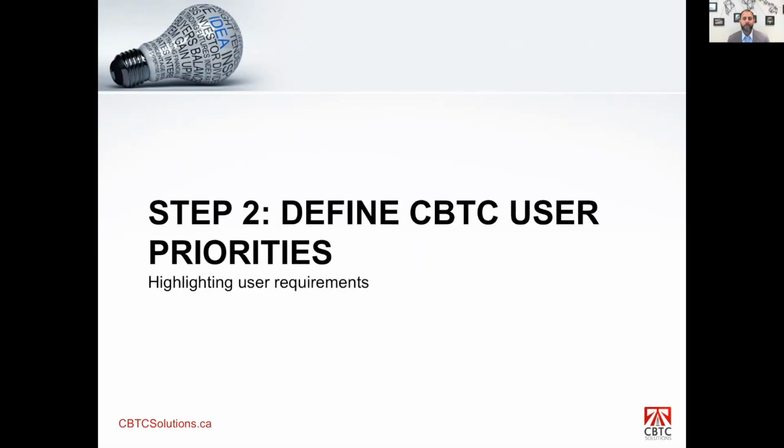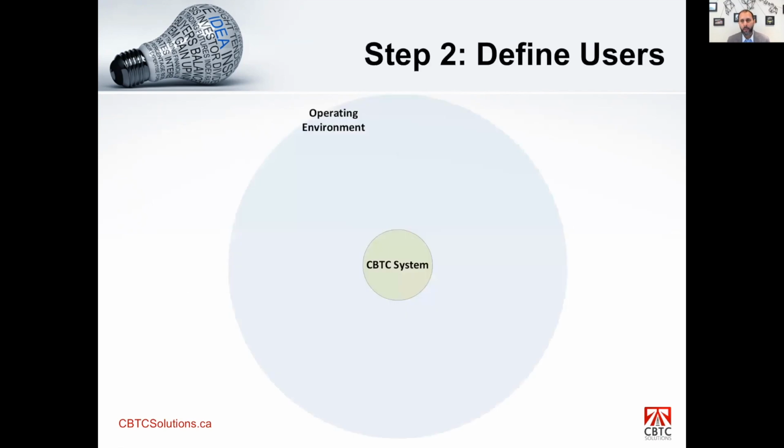So step 2, defining CBTC user priorities and concerns. If we go back to our diagram and look at the environment, we have our CBTC system in the center. We have the operating environment that's enveloping it. Now we need to define who are the users of this CBTC system. So we start listing them out and adding to this mind map.